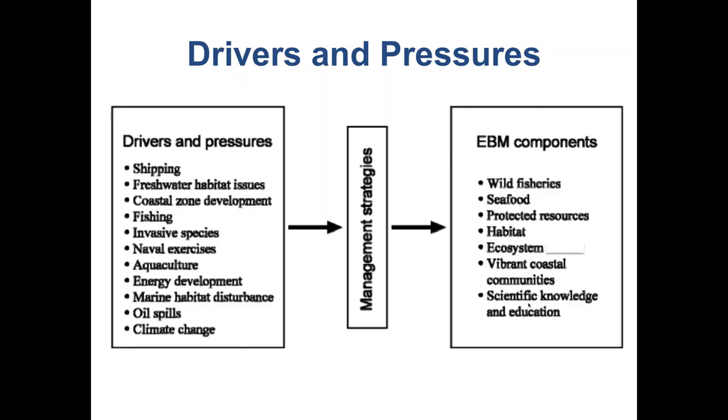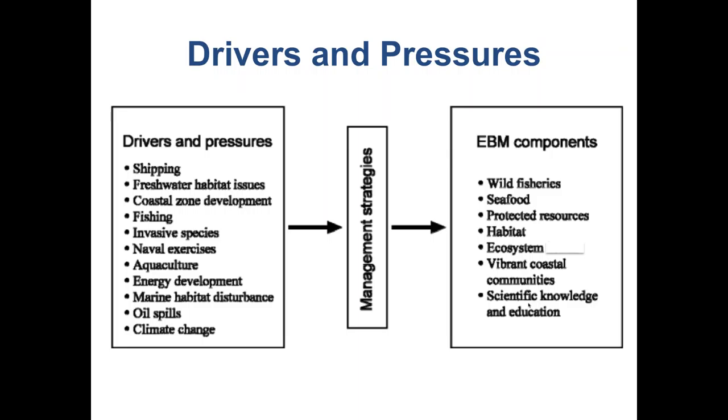And so the management strategies want to look at those components, and then on the left-hand side are the drivers and pressures that they have to pay attention to that could really impact those components. So shipping, freshwater and marine habitat, coastal zone development, fishing, invasive species, so on down the line there. You can read those faster than I can say them. But the point is that there are both natural pressures and drivers and anthropogenic pressures and drivers. And these are what we have to base the system on.